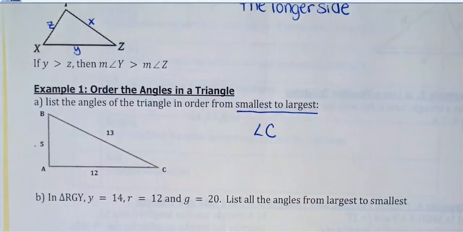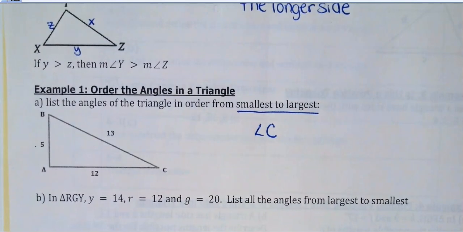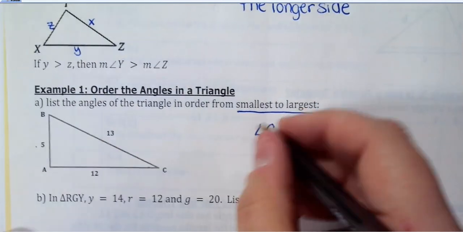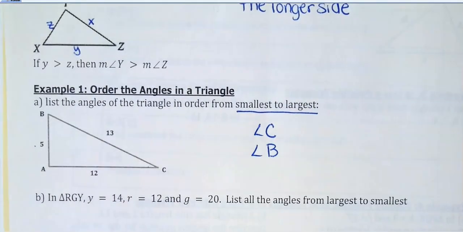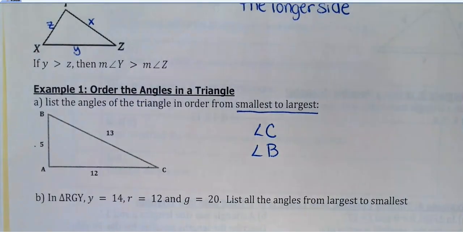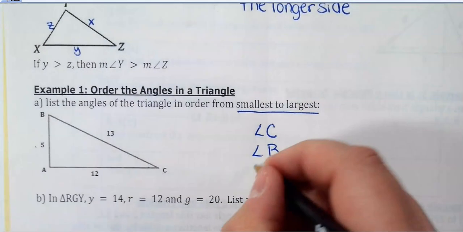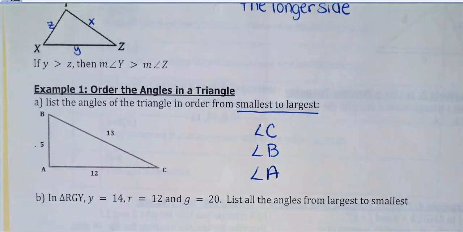Which angle would you list next? So like in the middle. Angle B. So 12 is bigger than 5 but smaller than 13, so angle B is going to be in the middle. And then 13, that's the longest side, so the biggest angle has to be across from that. That's going to be angle A. That's all you have to do.